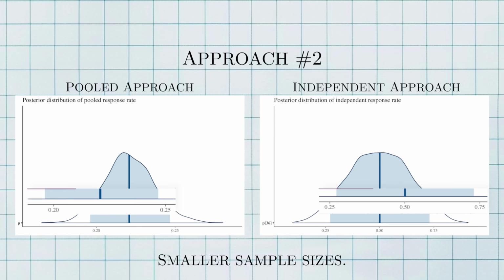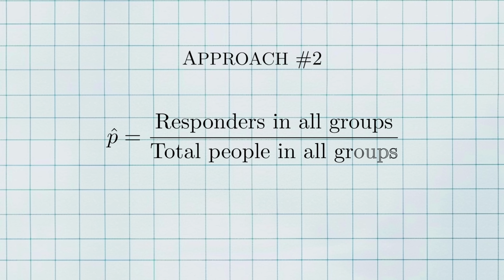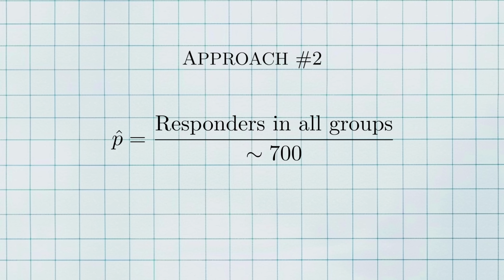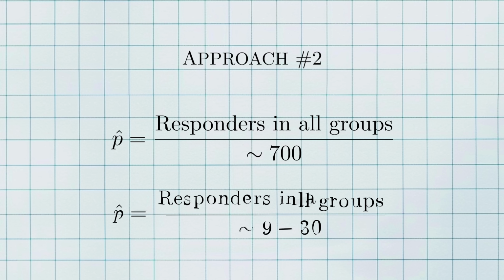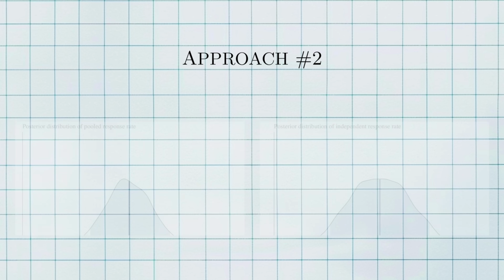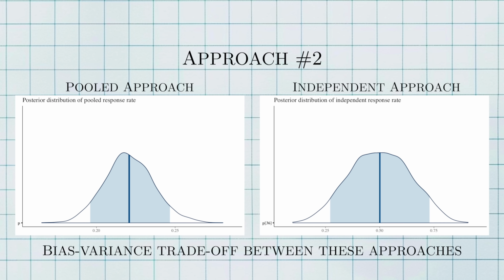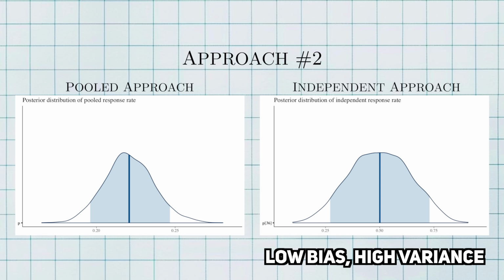Smaller sample sizes. In the pooled analysis, we could take advantage of a total sample size of about 700 people. But in the independent analyses, we're only working with groups between 9 and 30 in size. You can see that there's what's called a bias-variance trade-off between the pooled and independent approaches. You can try to get a lower bias for the nugget group with an independent approach, but it raises the variance of the estimated rates. This is a common phenomenon that appears in many areas of statistics, and it forces statisticians to be mindful of the models they use for analyses.